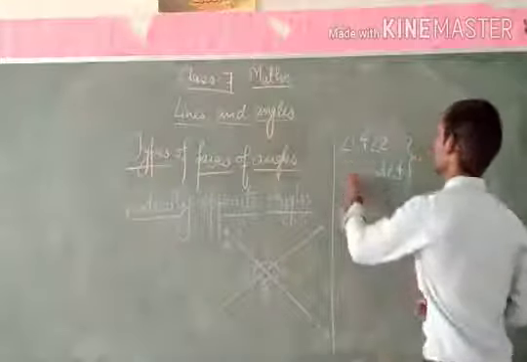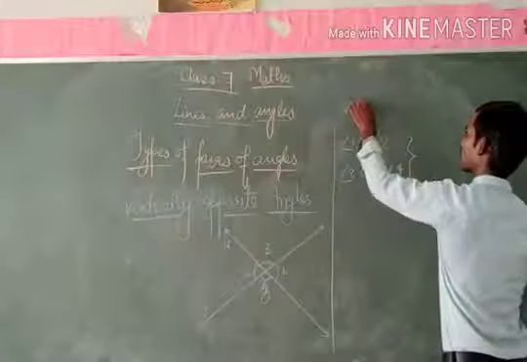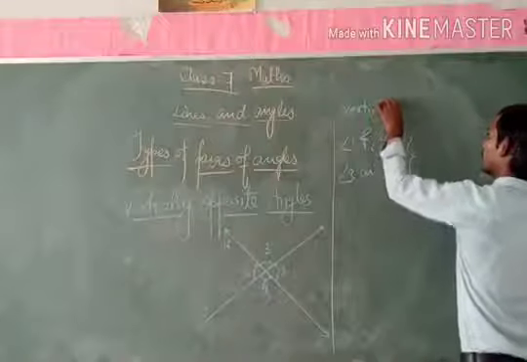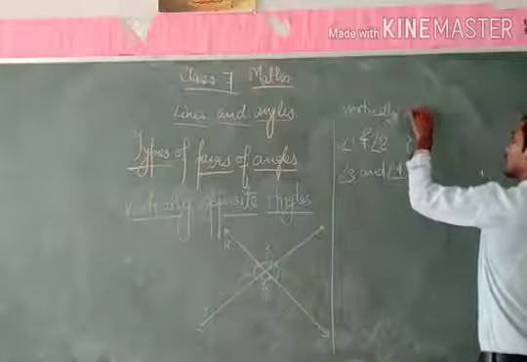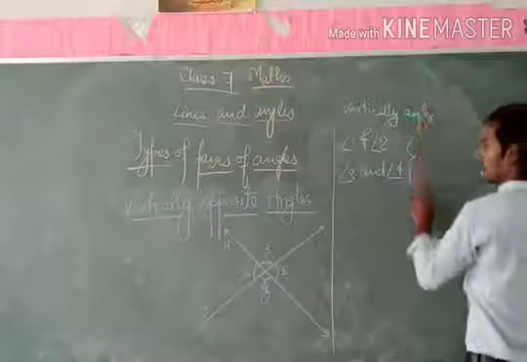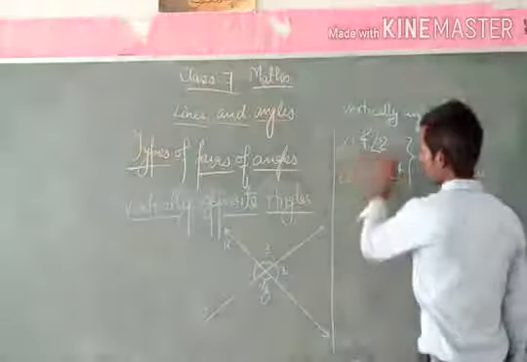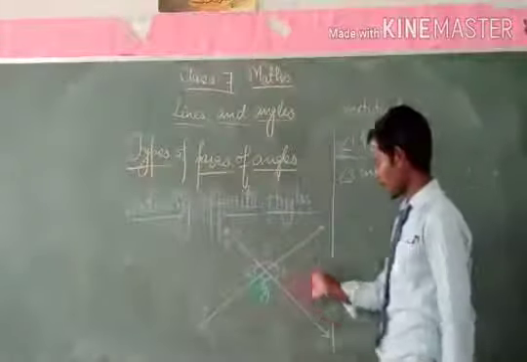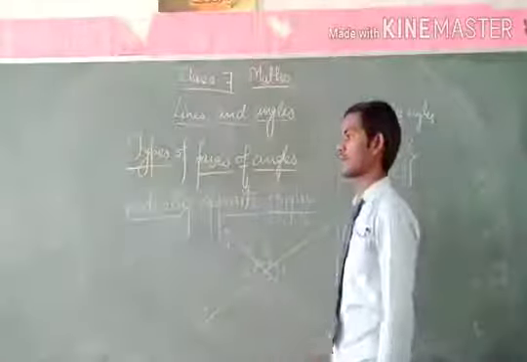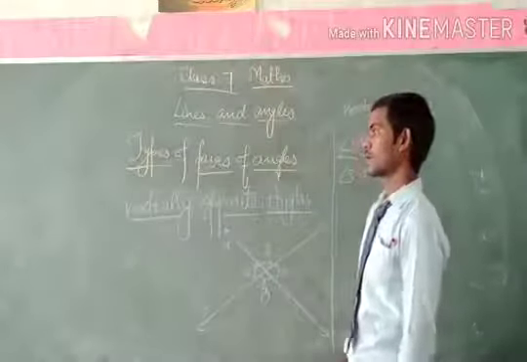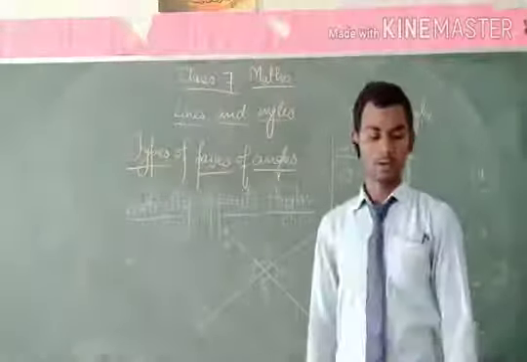Here, first we write the vertically opposite angles. The vertically opposite angles are angle 1 and angle 2 from the figure, and angle 3 and angle 4 are also vertically opposite angles from the figure. Okay, so now let's see the next.